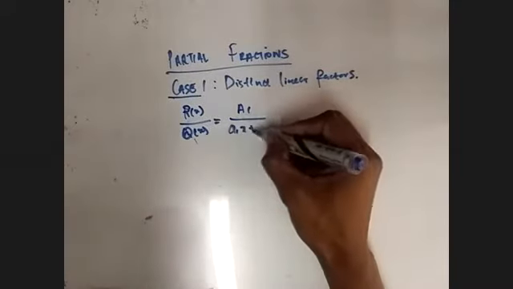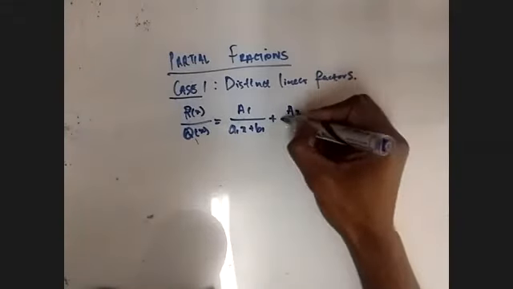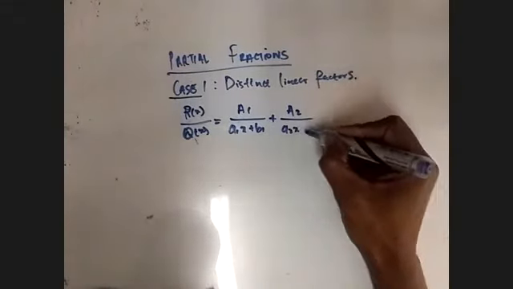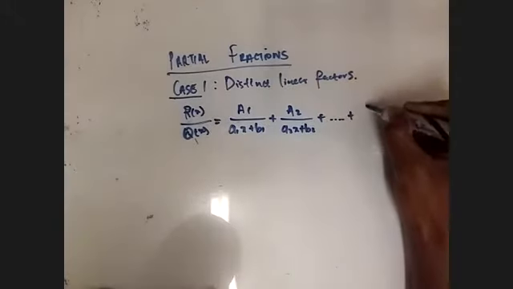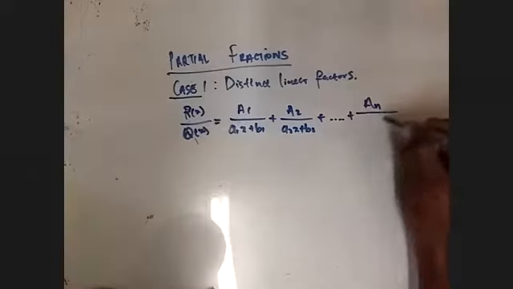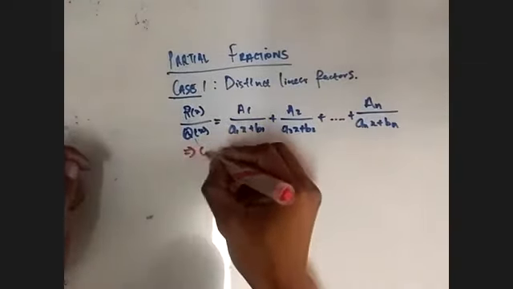A1 x plus b1, plus a2 x plus b2, plus so on, up to the last term, an x plus bn. Okay. So this is what we are going to call the cover method, the cover up method. I want to call this the cover up method.